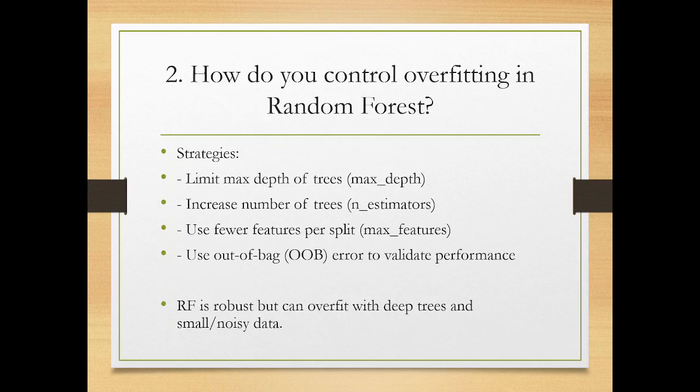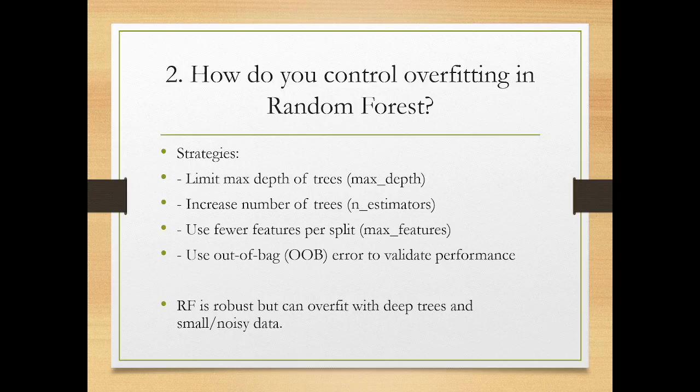How do we control overfitting in random forest? Now in random forest, it is a way to construct a tree. So here I can specify what is the depth of the tree that I am looking at, and I can also specify how many trees are to be constructed. The next parameter which can be specified is max features. So it can specify how many features are to be there per split.